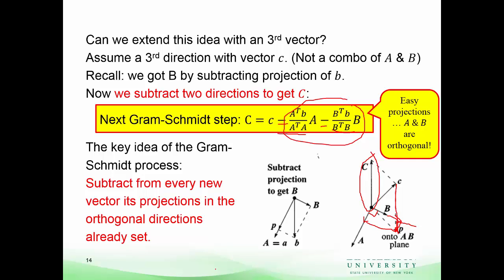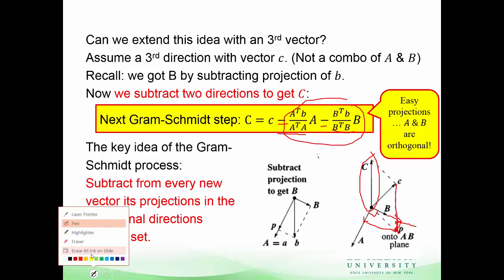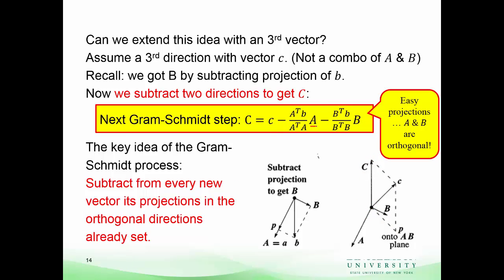So that's what we do. And the key here is that it's very easy to do these projections because A and B, capital A and B, are already orthogonal to each other. So this is the key idea. Every new vector that you get, assuming it sticks out of the plane or the subspace you've already dealt with, you just subtract from it its projections in all the orthogonal directions already figured out.